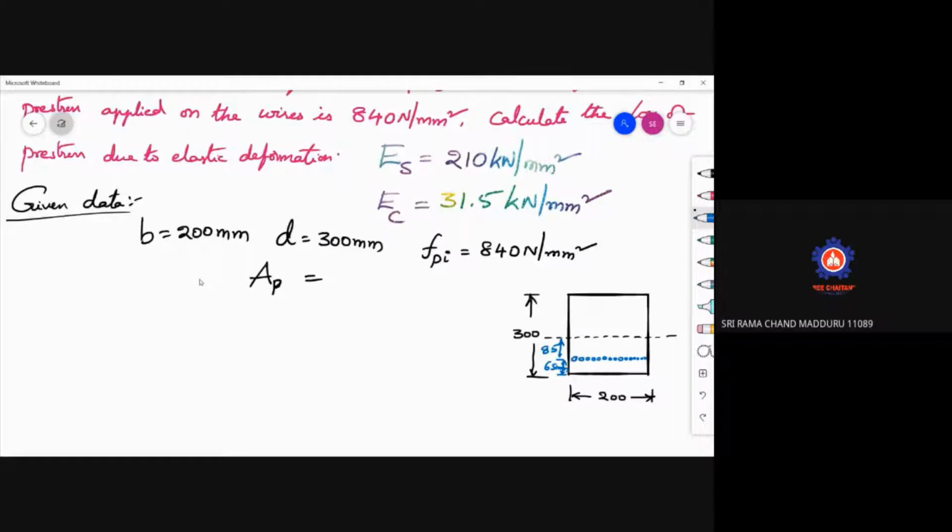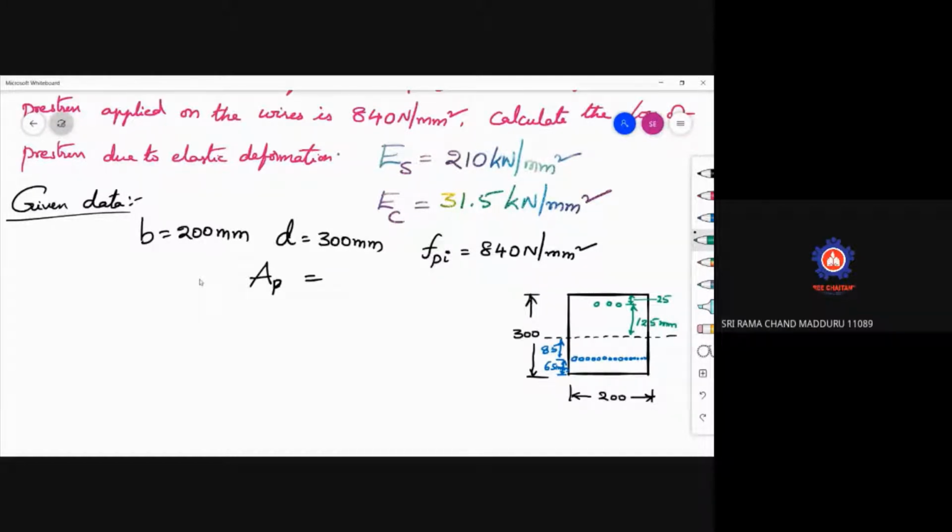Now see, continuation of this, along with these 15 wires, 3 wires are located at a distance of 25 mm from the top of the beam. So this is 25. If this is 25, what is this eccentricity? 125. So you can take it as 125 mm.